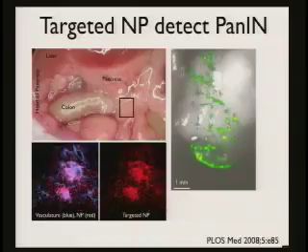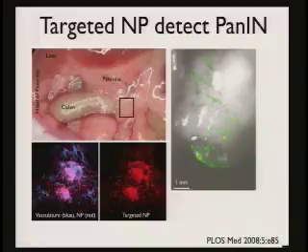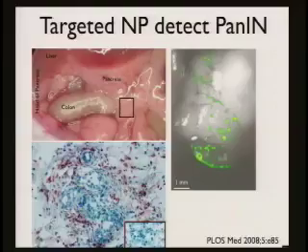As you can see here, the targeted nanoparticles home beautifully into these very, very early forms of cancer, shown here by this brown stain. So brown is our nanoparticle, dark blue is the PanIN lesion. So this is one of the first examples of how one can use these nanomaterials to detect pre-neoplastic lesions, clinically problematic lesions.